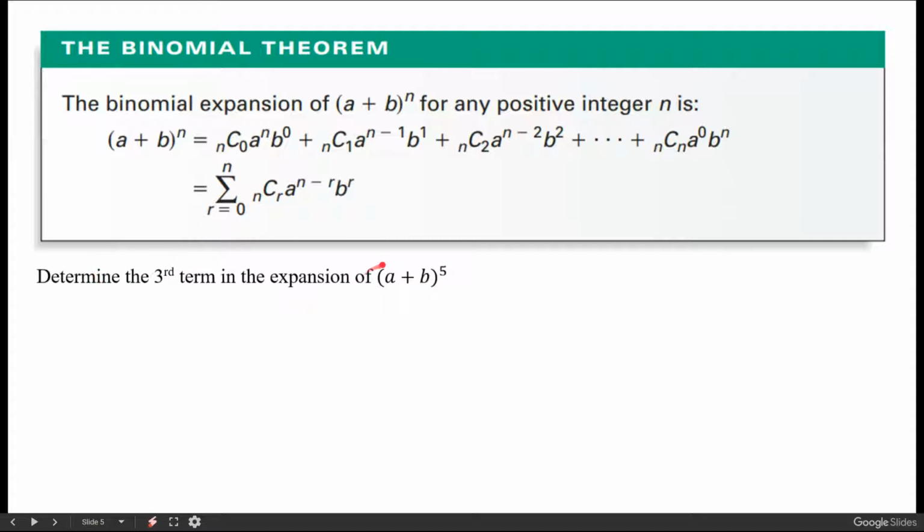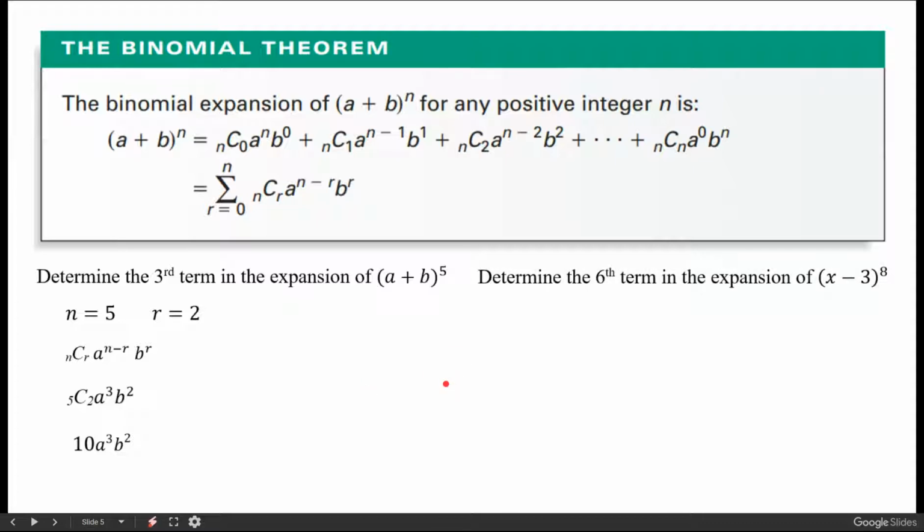We want to find the third term of a plus b to the 5th. In this case, n is 5 because it's raised to the 5th power, and r is 2, because keep in mind, r is 0 for the first term, r is 1 for the second term, and so forth. So for the third term, r is 2. We're going to input our information into our calculator, so 5 choose 2, and get our final answer. So you can see how easy that was. We didn't have to expand the whole thing. We found the third term very easily.